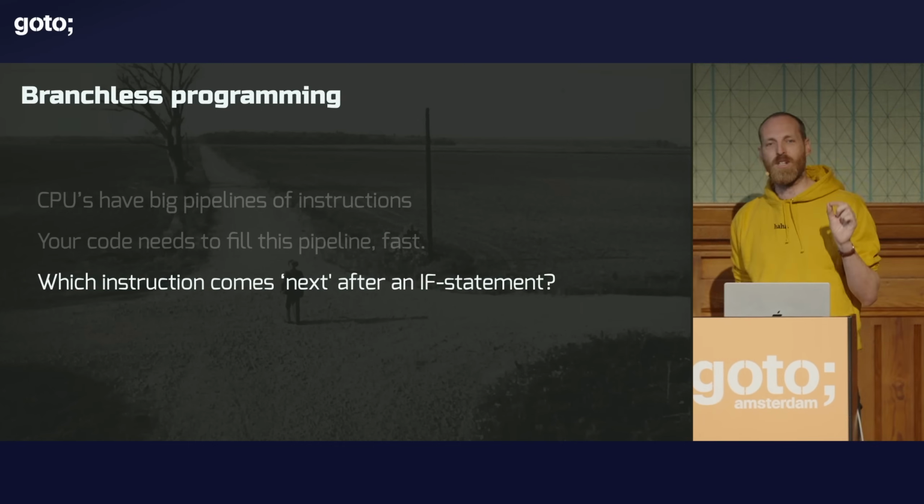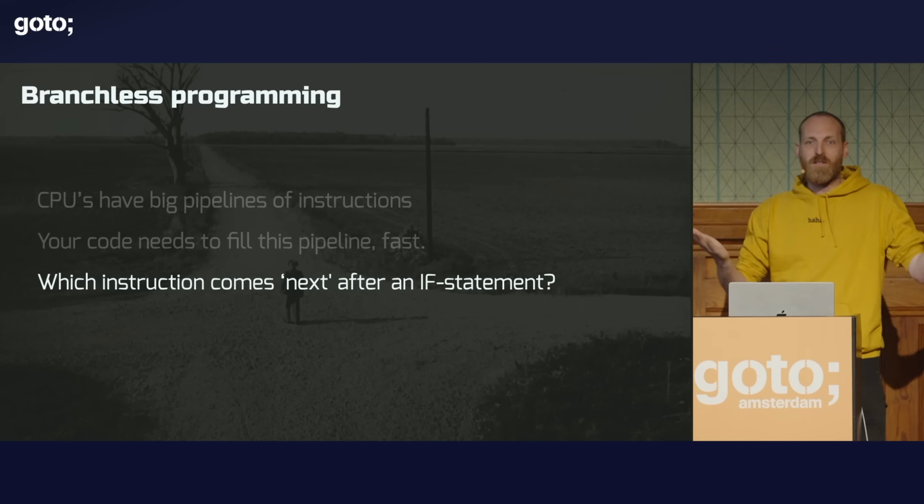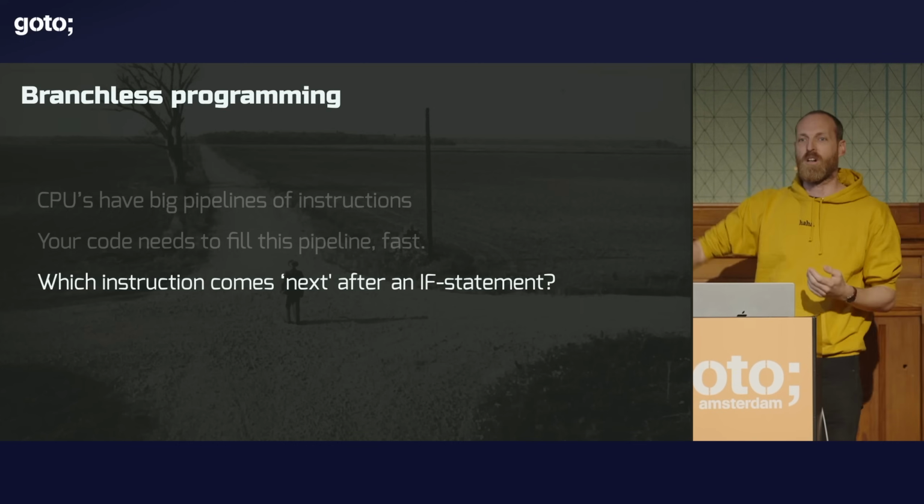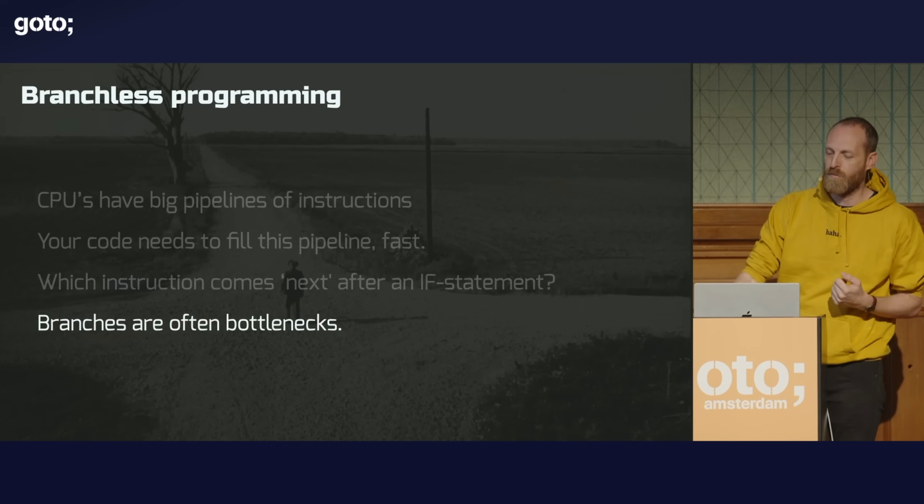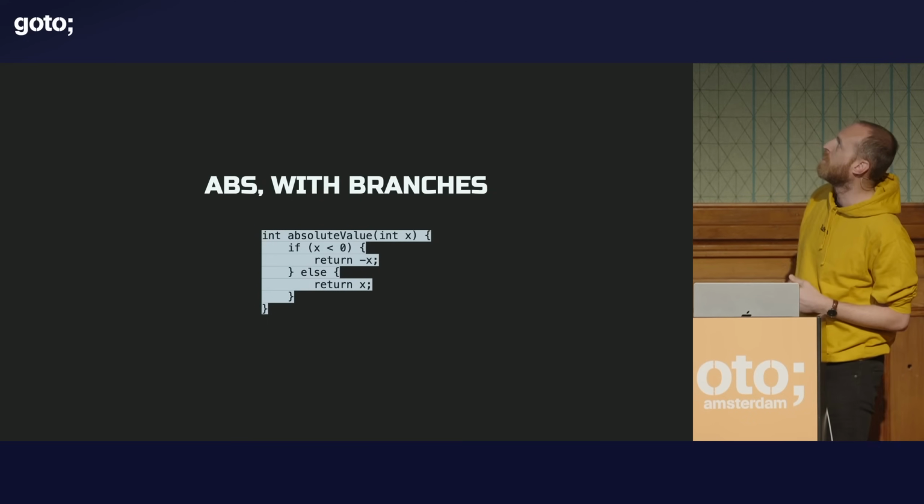But what instruction comes next after an if statement? Could be either. Could be this one or this one. Modern CPUs will just do both and discard the result. But branches are always slow. So we want to avoid that as much as possible. How can we do that?